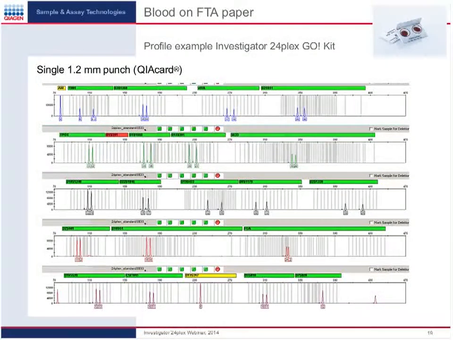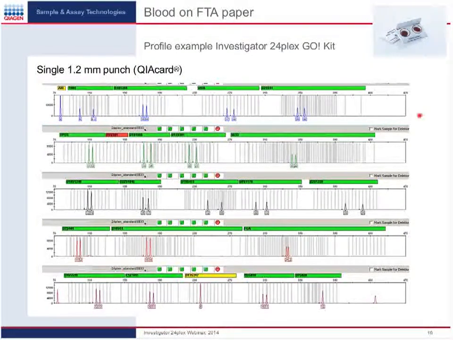The next point is if you use another sample type. This is blood on FTA paper. Here we used a 1.2 millimeter punch, transferred it to the PCR reaction, and this is the result that you can see here. So this is also again a really nice balanced profile.